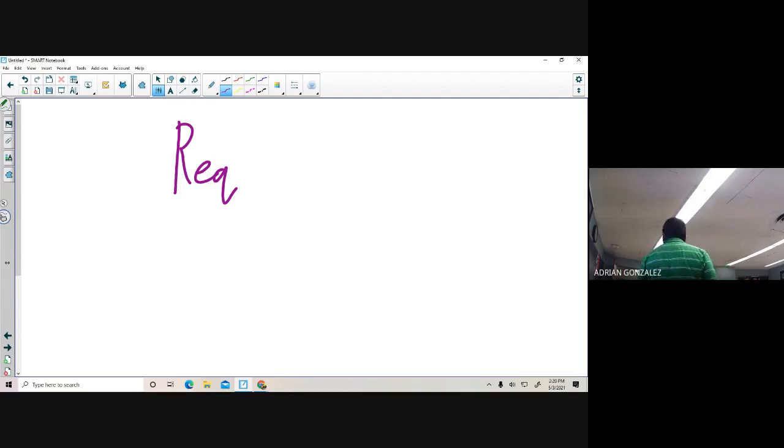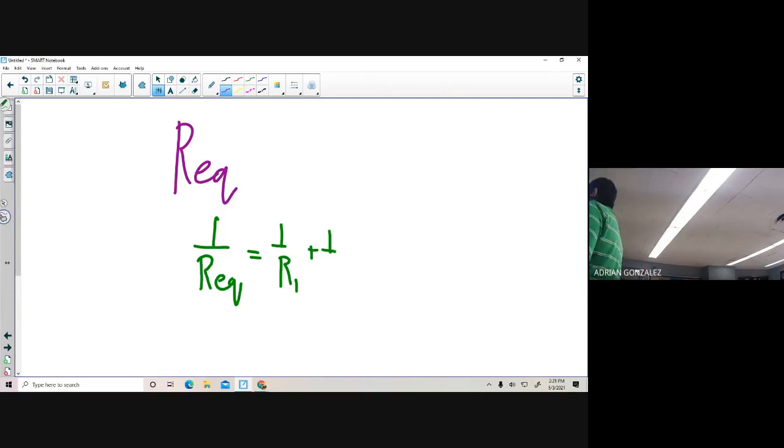So what does this mean? How do we figure that out? Well, what we realized is that in order to figure out the equivalent resistance for a parallel circuit, we're going to have to do a little mathematical gymnastics. When we want to figure out equivalent resistance, the formula we're going to use is this. We're going to reciprocate. We're going to use the reciprocal function, I should say. We're going to flip it.